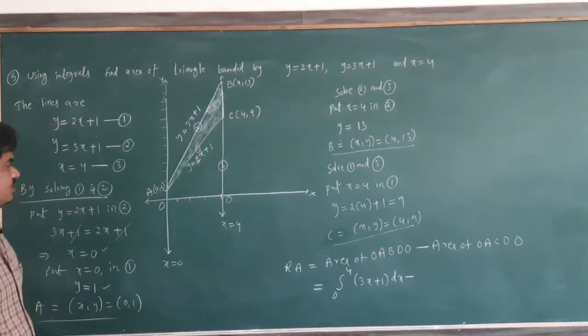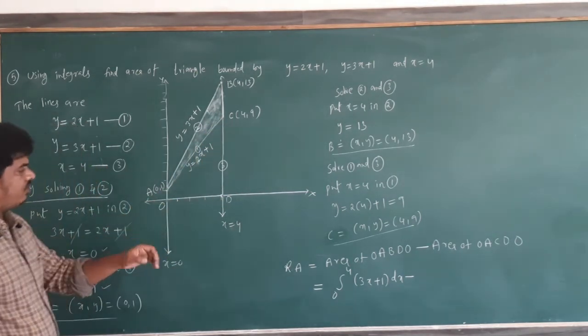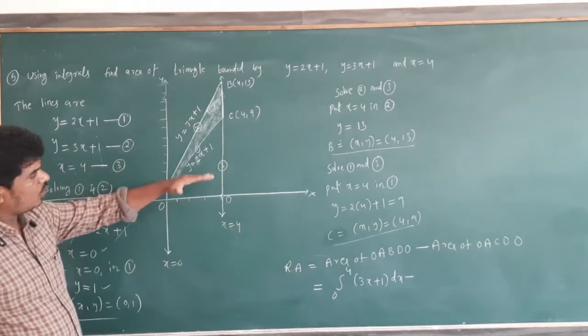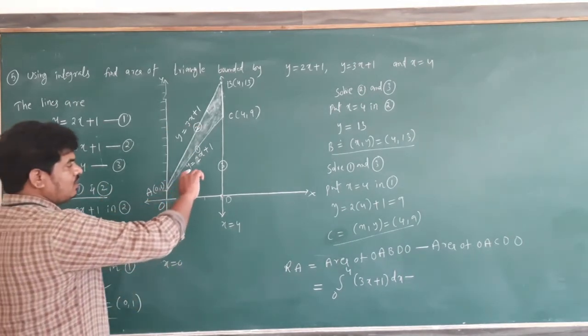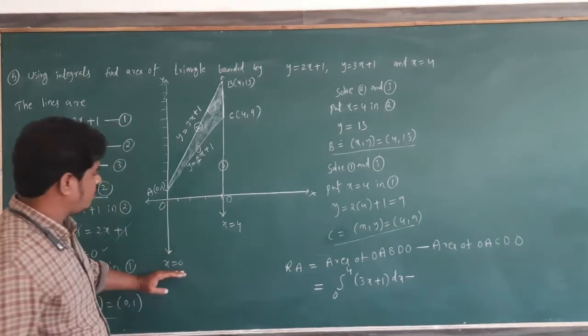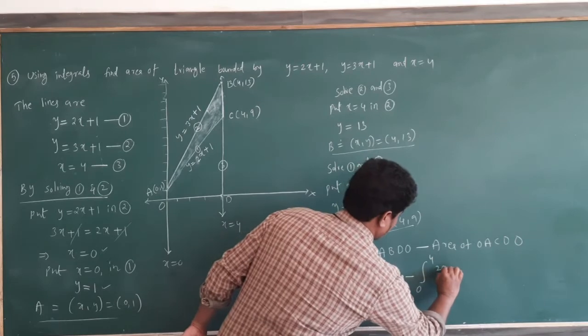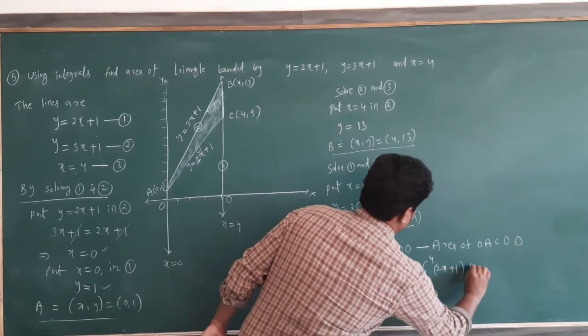Now see that O A C D O. Where is the region? Above the x axis, below the curve. Below the curve is what? Below the y is equals to 2x plus 1. So in between two vertical lines, x equals 0 and x equals 4. So integral from 0 to 4, 2x plus 1 dx.